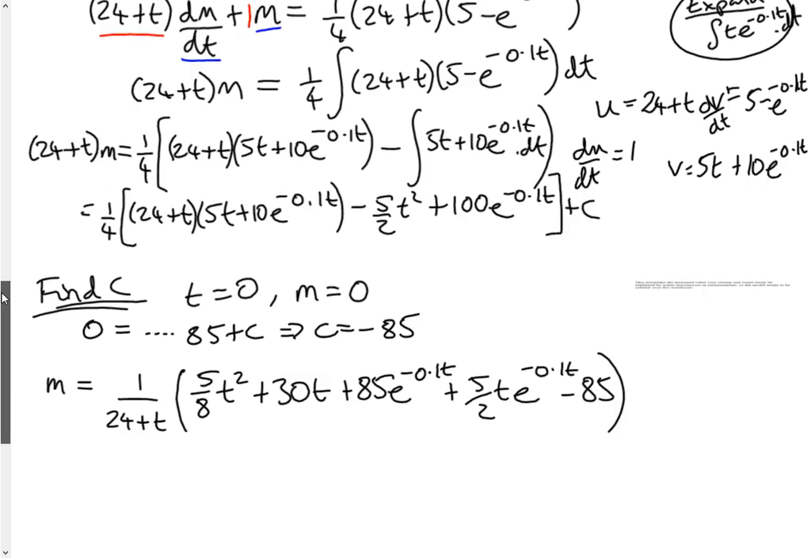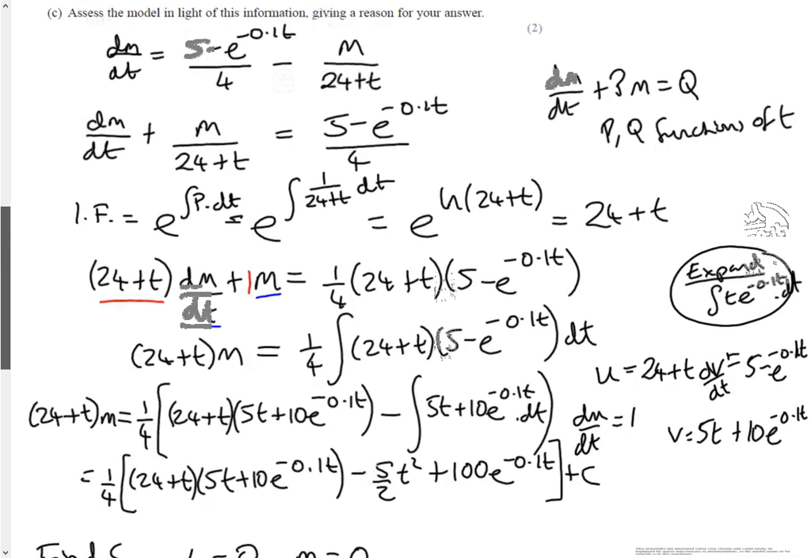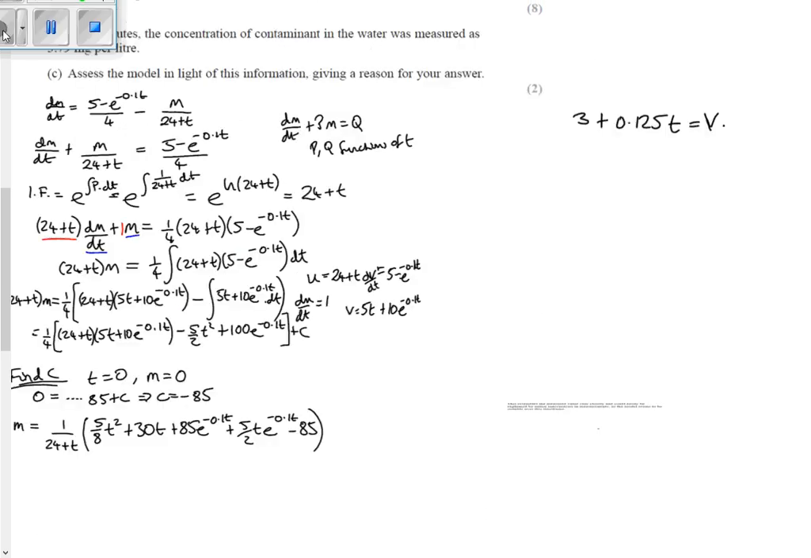Okay, we then had another question about assessing our model. Okay, so just give us a bit more space there. Right, so now they've given us some information. So after 30 minutes, now time was measured in minutes, so this is T. The concentration was measured as this. So what we need to do is find out what the concentration is for the model. So when T equals 30, we need two bits of information. We need the amount of contaminant, which was M, and we need the volume of water in the container.